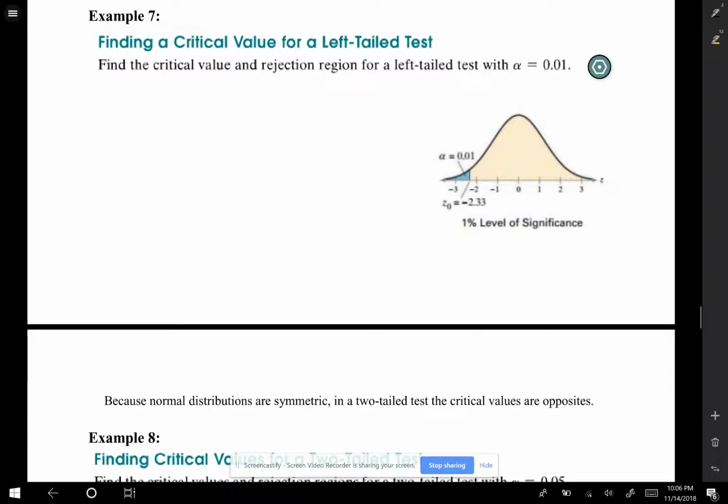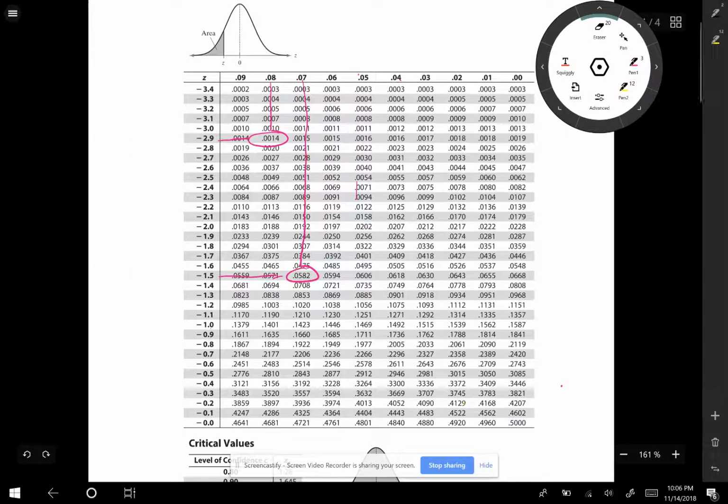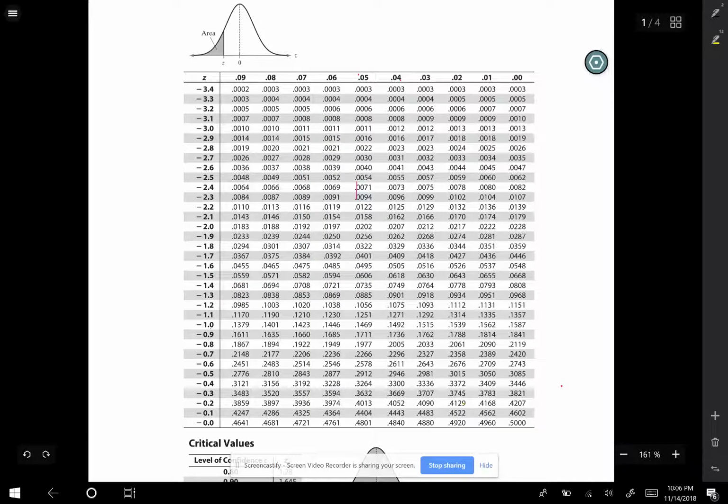So on example 7, we want to find a critical value for a left-tailed test. The level of significance is 0.01. So what we're going to do is go to our table, and they're giving us the level of significance, which is the area that we're looking for. If they're giving you the area, then you're finding the z-score. So with 0.01, you look at these little numbers in the table and try to find the one that's closest to 0.01.